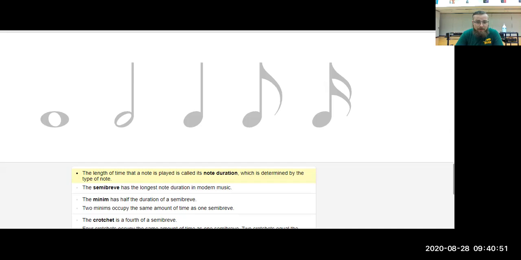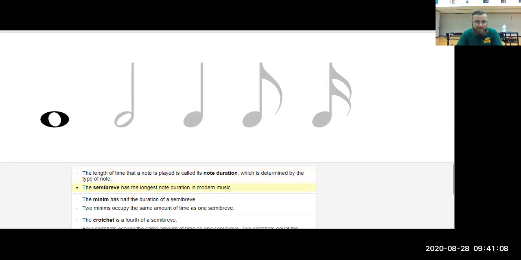So the length of time that a note is played is called the note duration, which is determined by the type of note. And you can see they drew a few different types of notes right next to me here. Let's go on to the next point.